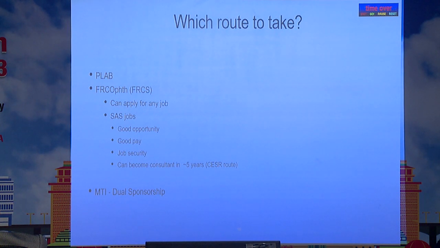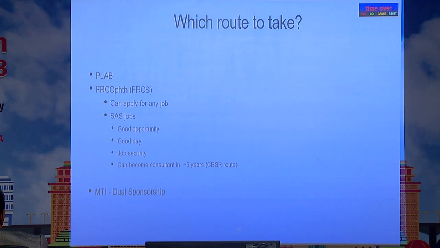If someone has done the whole training and is comfortable with their skill and knowledge, then they can do the fellowship exam, and that way they get a GMC registration. These two routes, in my view, are the better routes to take. The advantage is that if you get a registration through PLAB or FRCS, you can apply for any job and stay for any length of time. Whereas if you go through the MTI double sponsorship route, you can only work in that particular job, and the maximum is 2 years.